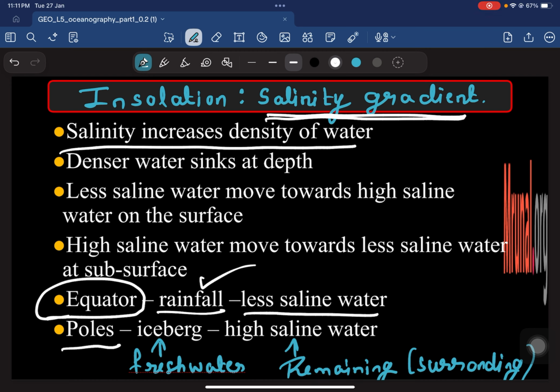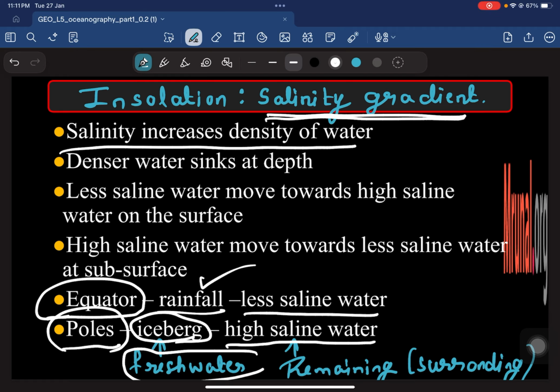In the poles, the salinity is in the remaining water besides the icebergs. Icebergs are always freshwater. Note down this one. In all polar regions, wherever the icebergs are, those icebergs are freshwater.